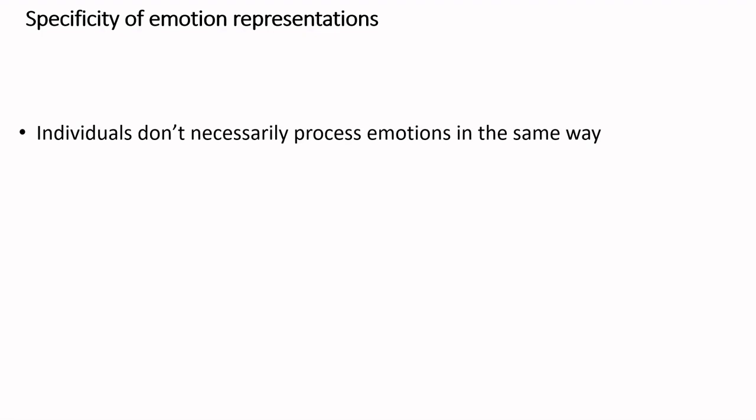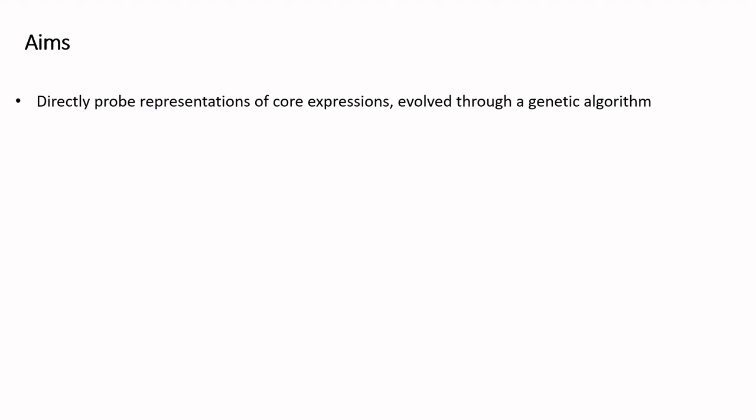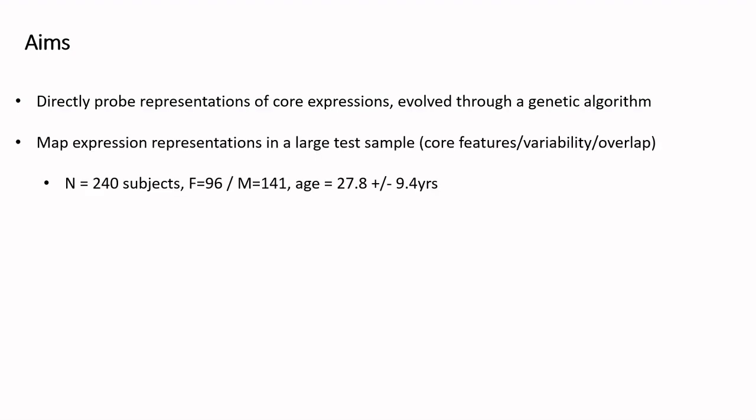While there undoubtedly is a wide agreement on how basic emotions are expressed, the bottom line here is that individuals don't necessarily process emotions in the same way, and this may suggest a specificity of emotional representations, where at an extreme, we can consider that every individual might have his or her unique take on how a given emotion type should look like. In our study, we wanted to directly probe and quantitatively describe representations of core expressions constructed through a genetic algorithm, map these representations in a large test sample, so identify, for example, core sets of features that describe these representations, and look at how these representations vary and overlap across participants, and finally relate the specificity of representations to performance in an emotion identification task.